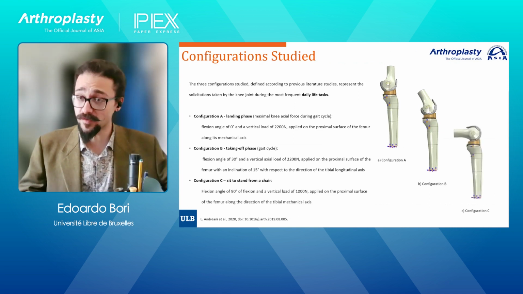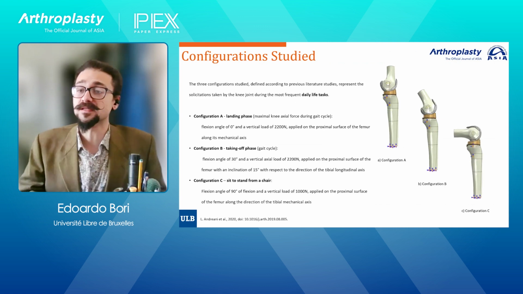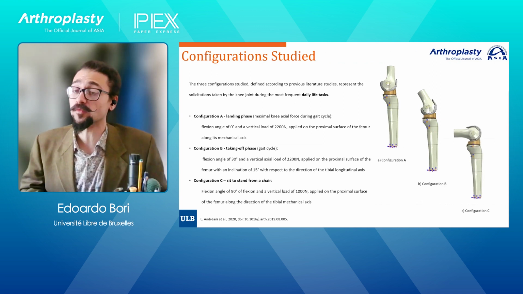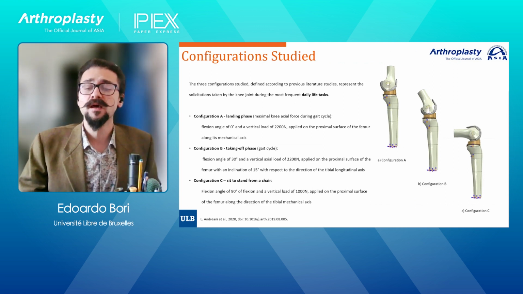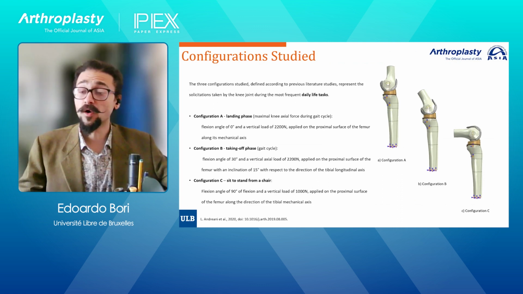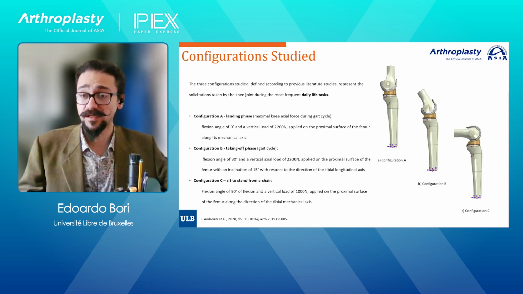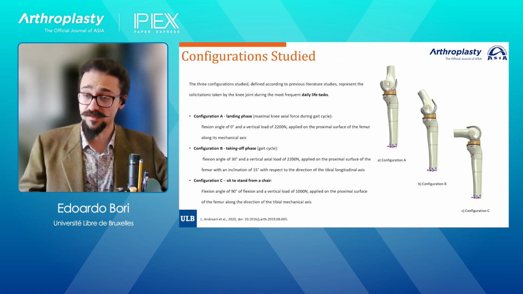The third configuration that we then checked is standing up from a chair. So we start with a 90-degree flexion of the knee, and we applied a 1,000 Newton force. All these configurations' relative forces are taken from previous literature studies.